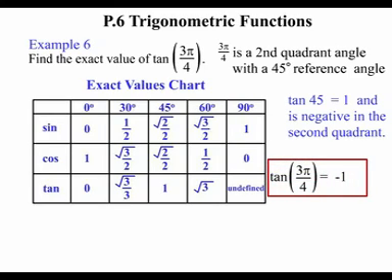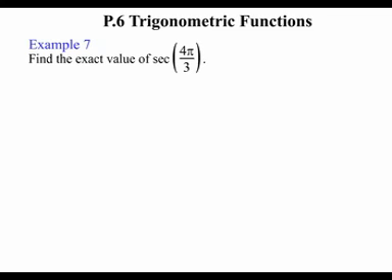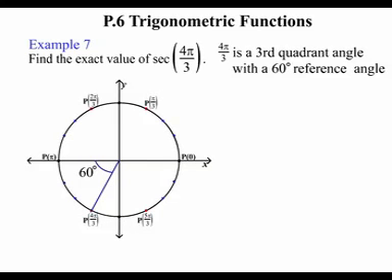Let's look at 7. Here we want to find the exact value of secant of 4 pi over 3. All right, just to quickly show you a quick way of getting this angle if you're not comfortable, it's been a while. Well, 4 pi over 3 is a third quadrant angle. Where do we get that from? Well, if you start in the first quadrant, you would get pi over 3. Second quadrant, you get 2 pi over 3. The x-axis would be 3 pi over 3. And then in the third quadrant, we get 4 pi over 3. And we see it is 60 degrees from the x-axis. So it is a 60-degree reference angle.